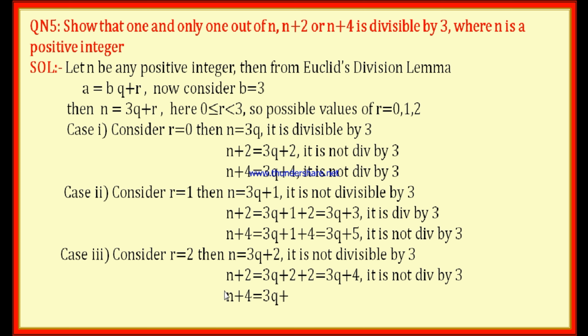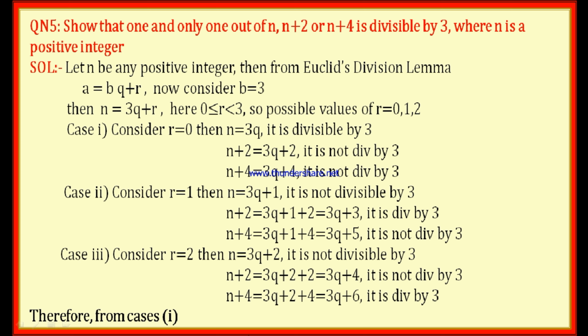And the next value is n plus 4. n value is 3q plus 2 plus 4, which is 3q plus 6. 3q is divisible by 3 and 6 is also divisible by 3. Therefore in total this n plus 4 is divisible by 3. Therefore when r is equal to 2, out of n plus 2 and n plus 4, this is not divisible by 3, this is not divisible by 3, this is divisible by 3. Therefore only one of n plus 2 and n plus 4 is divisible by 3.